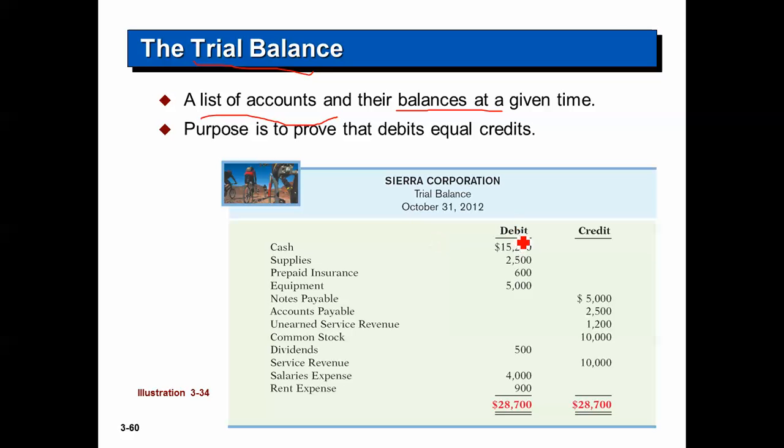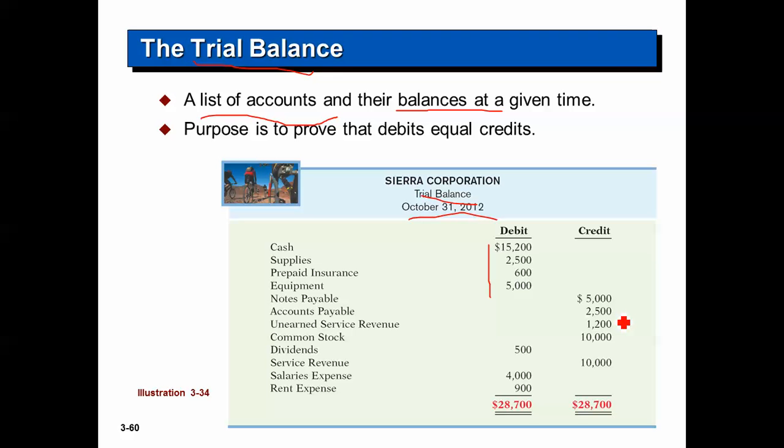And we have 2 columns, a debit column and a credit column. So this is the trial balance at the end of business, October 31st, 2012. Cash had a debit balance of $15,200. Supplies, $2,500. Insurance had a debit balance of $600. Equipment, you see, these are all asset accounts. Notes payable had a credit balance, $5,000.